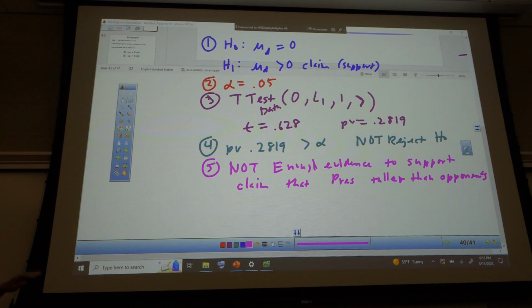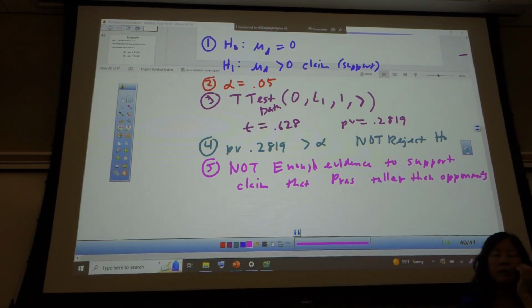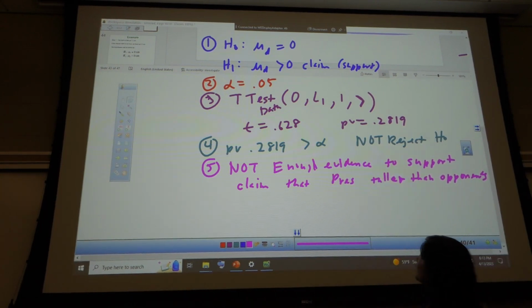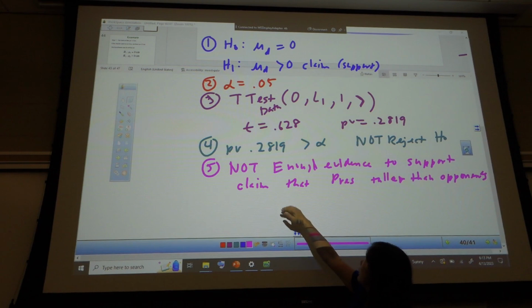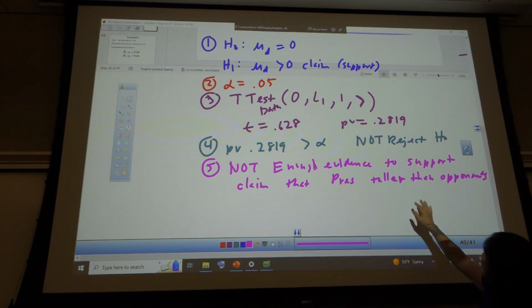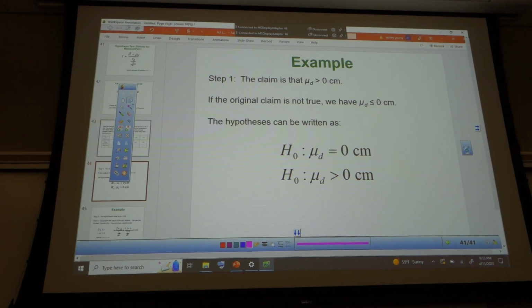So my t-value is 0.628. P-value is 0.2819. Since my p-value is way larger than alpha, I do not reject H naught, which means I do not have enough evidence to support, from step 1, our claim that presidents are taller than their opponents. And again, if you want it prettier, I do have it in these steps here.